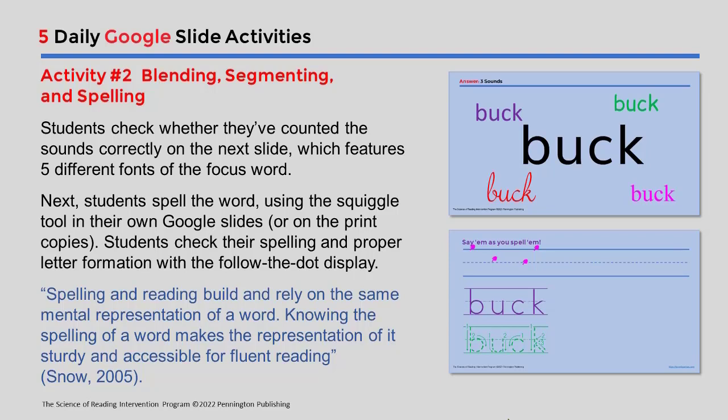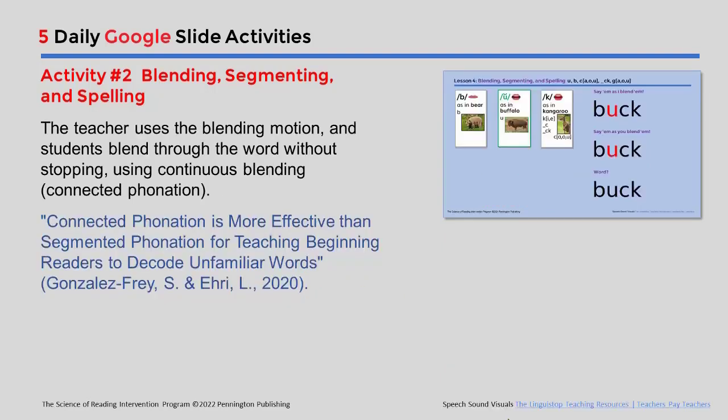Now students are ready to spell the blended word to help map the sound spellings to their orthographic memories. For each Say 'em as you spell 'em lesson, students access their own Google Slides and use the squiggle tool to spell on the slides. If students do not have their own devices, pencils and print copies work just fine. Now, having spoken the sounds and written the sounds, students are ready to read the sounds. The teacher uses the continuous blending technique to teach students to read through the word without stopping.